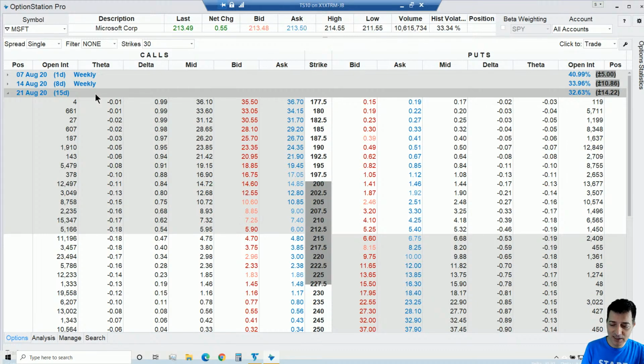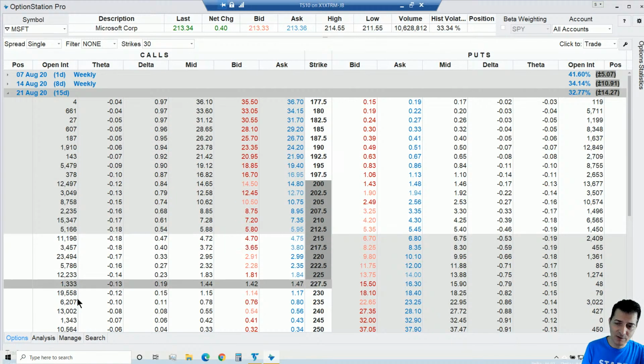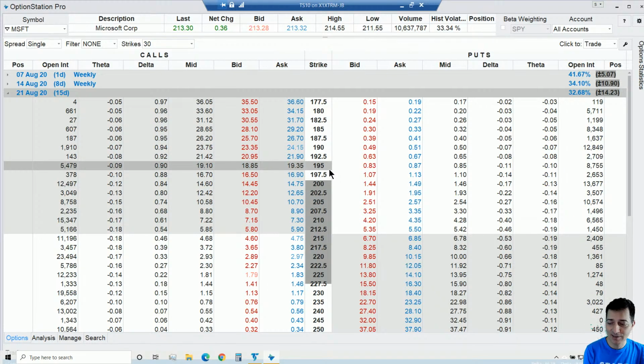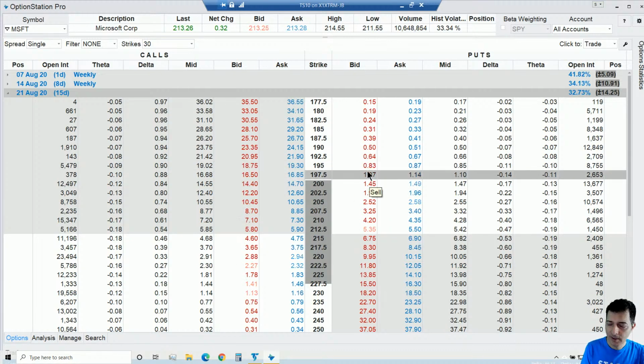Not that Microsoft needs too much help with liquidity. This is a very highly traded stock. Look at the open interest, thousands of contracts, non-stop. So any expiration date I would say is going to be good enough, but it is always optimal, if you wish, to use the third Friday of the month.